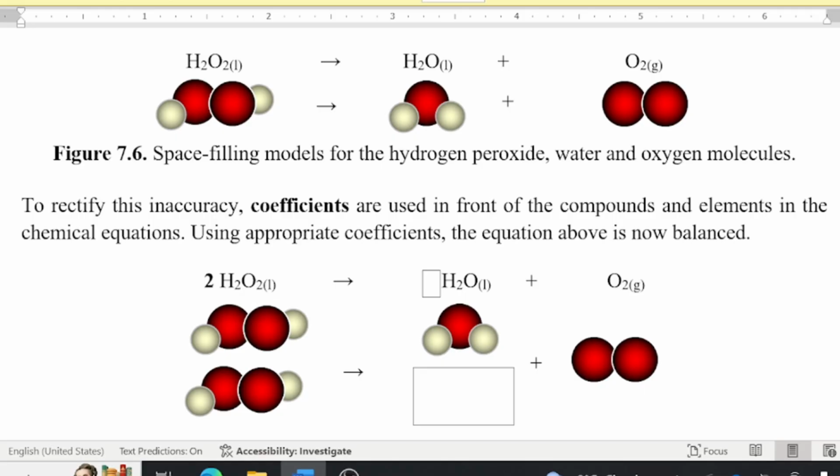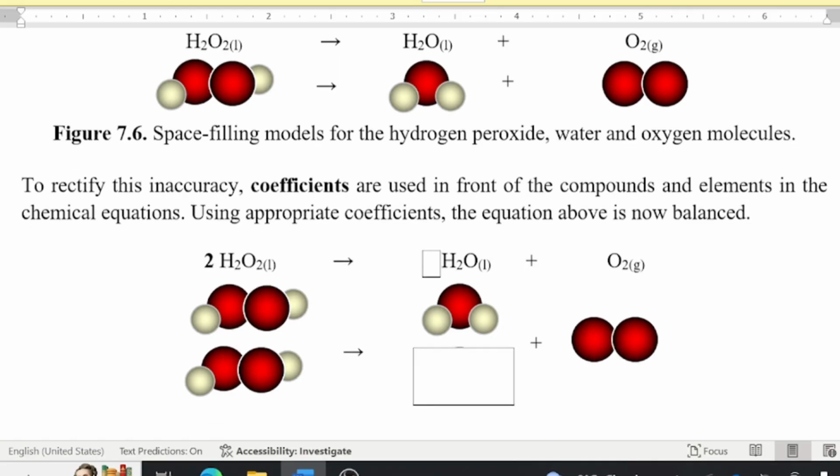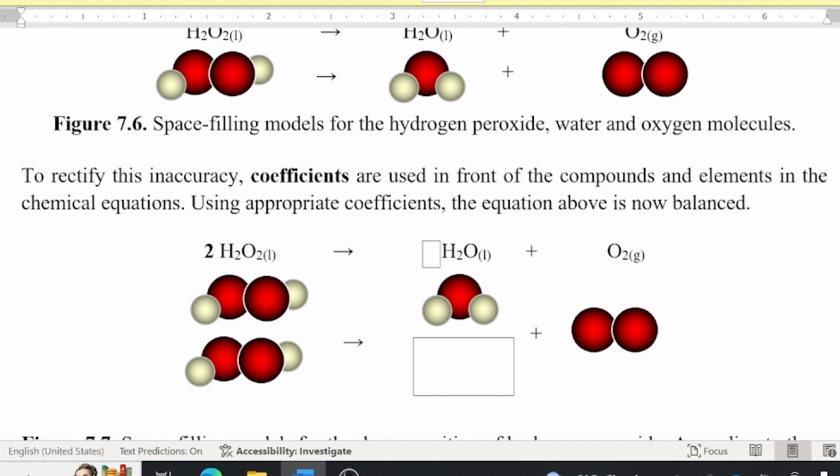So when you put this coefficient of 2 here, that means you're having 2 moles, we haven't done that yet, or 2 molecules of these. Now see what happens. Compare this with those over there. We now have 4 atoms of hydrogen. We only have 2 here. And we have 4 atoms of oxygen, and we only have 3 here.